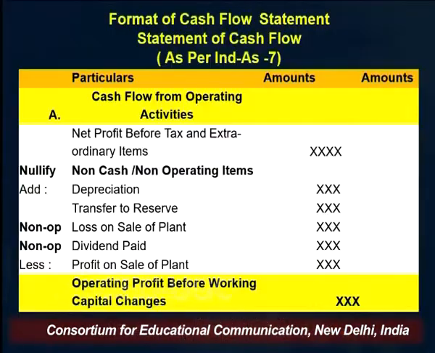So let us first have a brief look at the format of statement of cash flow, which I have already shown to you, that this statement of cash flow is classified into three broad activities, starting with the cash flow from operating activities. And in this activity, as I told you, we have to start with net profit before tax and extraordinary items. I shall be telling you about what is the difference between extraordinary and exceptional items.